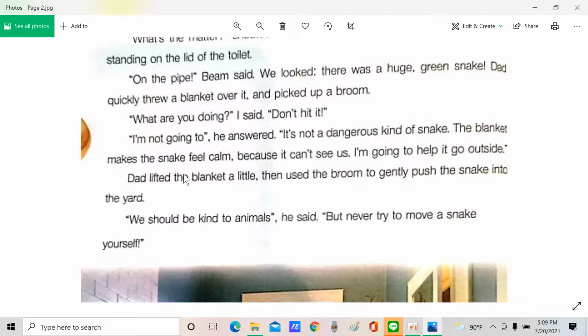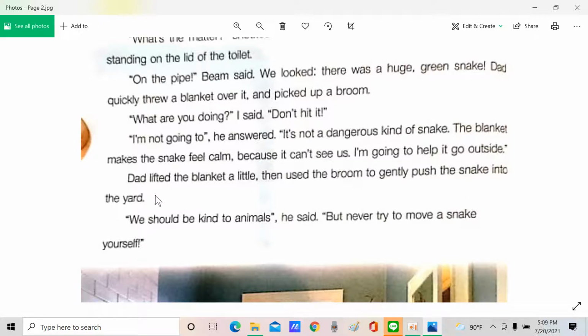But if we just let go of the snake, we won't touch the snake, we won't hit the snake, it won't do anything but just crawl away. So that's why their father, or their dad, covered the snake with a blanket. And then, what did he do with the broom? Dad said, "I'm going to help it go outside." So the broom is used to help the snake go outside.